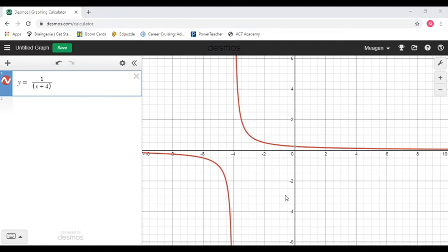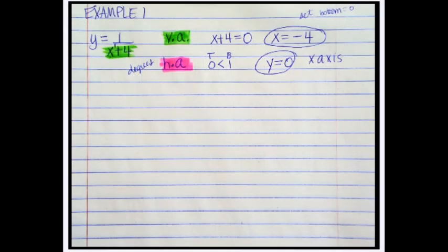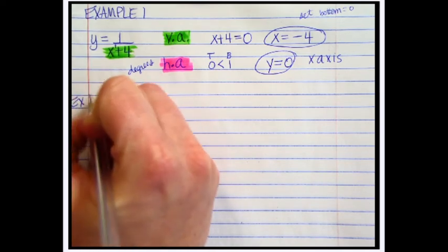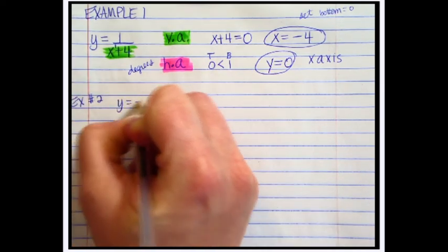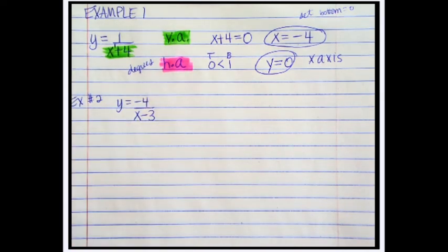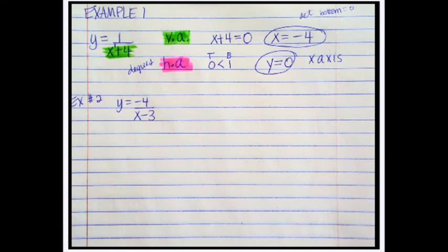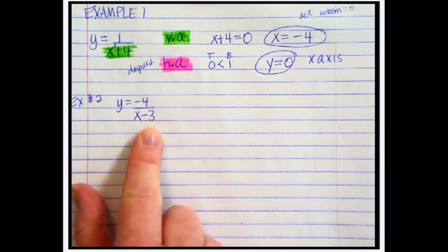Okay, so let's go and try another one. Let's try y equals negative 4 over x minus 3. So again, using yesterday's, we could do some reasoning. This negative up here is going to cause a reflection. So instead of having it look like our parent function, it will be flipped. Okay, and then we do have something messing with the x on the bottom. So it should move it right 3.